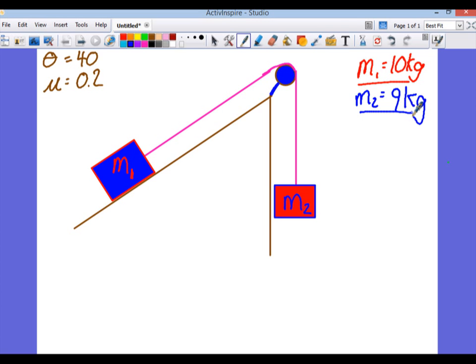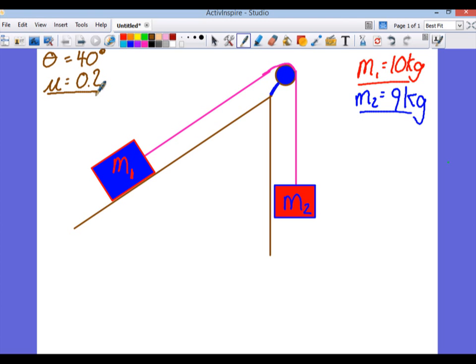Now, the ramp is at an angle of 40 degrees. Let me include that degree sign in there. And the coefficient between block 1 here and the ramp, mu, is 0.2. So we need to determine what our acceleration is going to be.